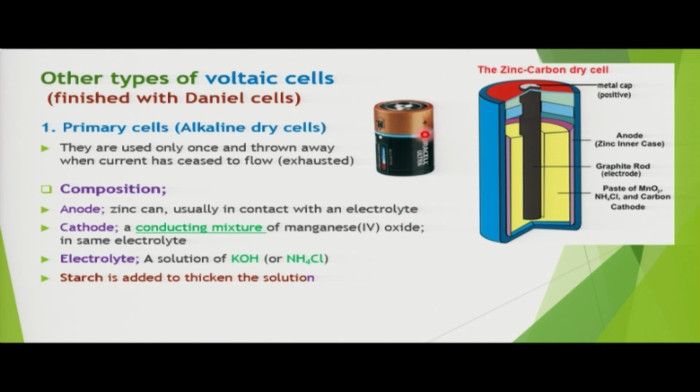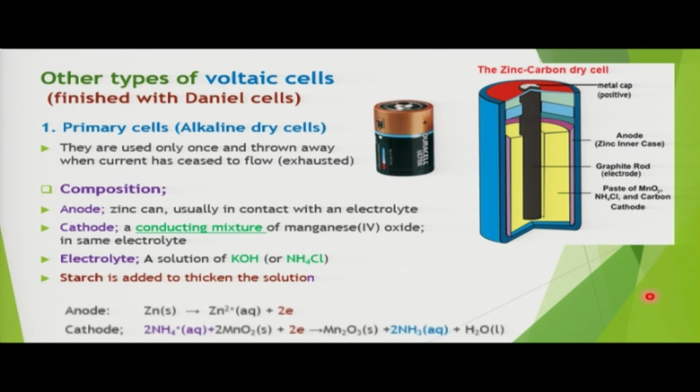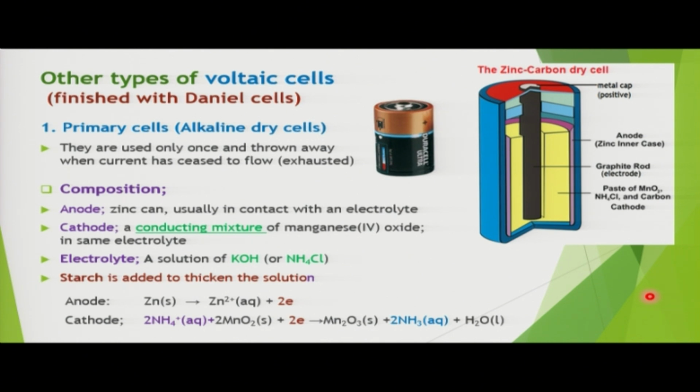Look at it just on the slide. That's positive. That is the upper side. So how does it really generate the potential difference? So the zinc loses electrons.